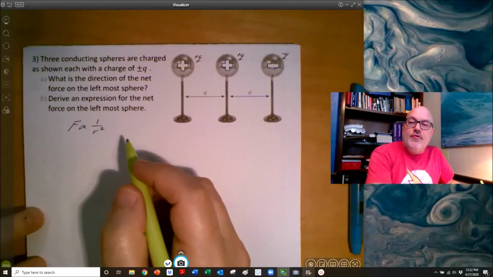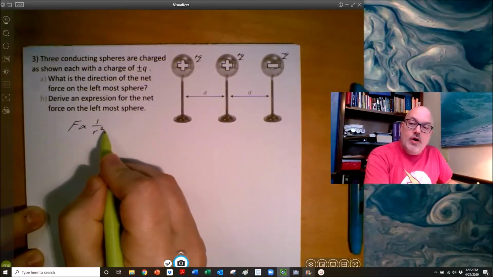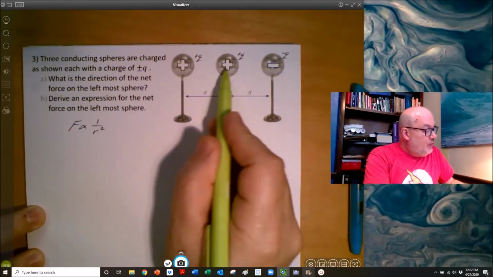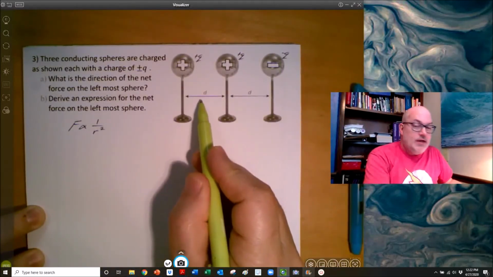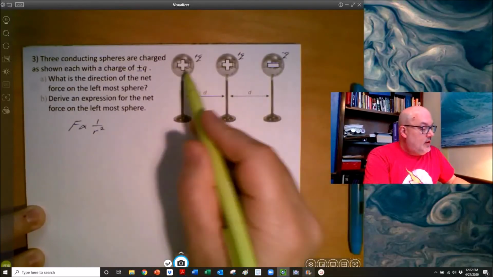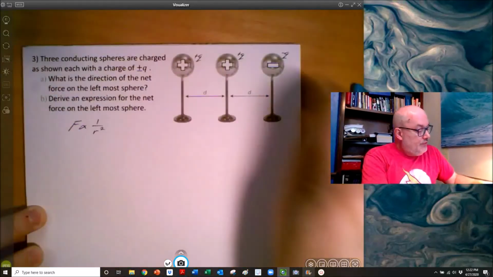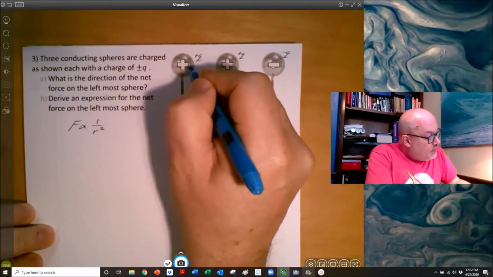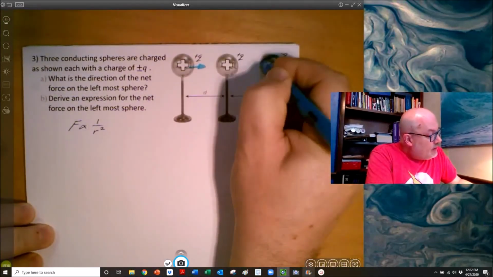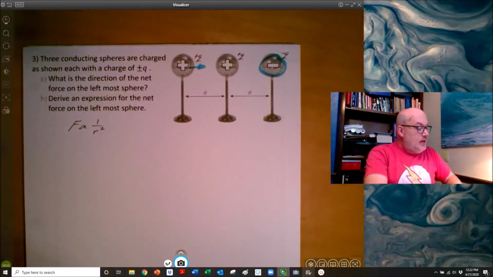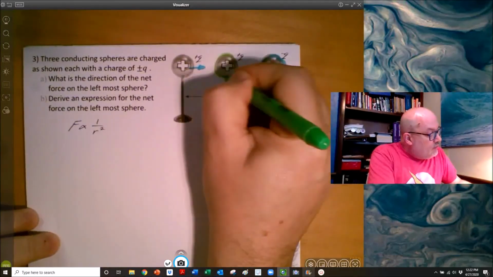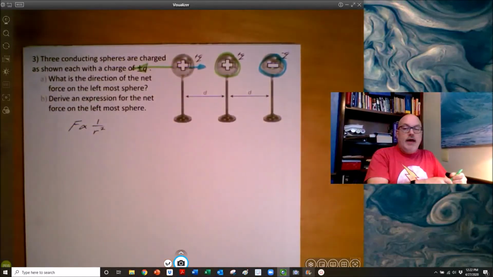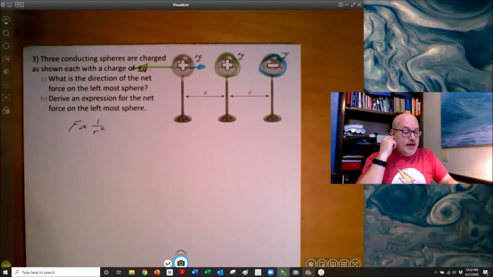Okay, remember that our force is proportional to 1 over r squared. So these charges are all the same magnitude, but the force between these two will be larger because it has half the distance between these two. So I'm going to end up with an attraction between these two. I'll make this my blue force. And here's my green force. I'm going to have a much larger force over here to the left. So our net force will be to the left.